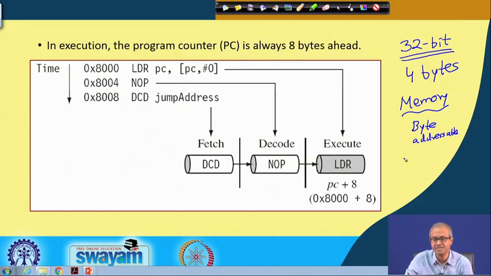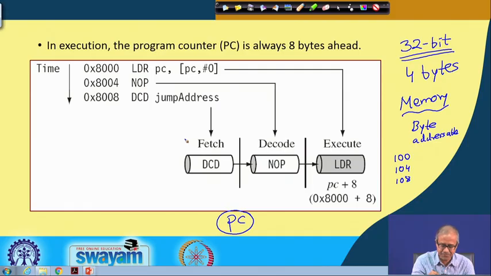So, if the first instruction is stored in memory location 100, the next instruction will be stored in location 104, the next in location 108, because each instruction requires 4 bytes or 4 memory locations, right. So, the point is that when some instruction is executed, the program counter will always be 8 bytes ahead. So, you add 8 because you will be fetching ahead. Each instruction adds 4 to the memory address, and this program counter, PC, is a special register which always stores the address of the next instruction to be fetched, right.